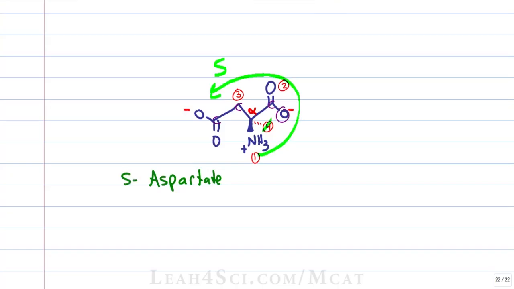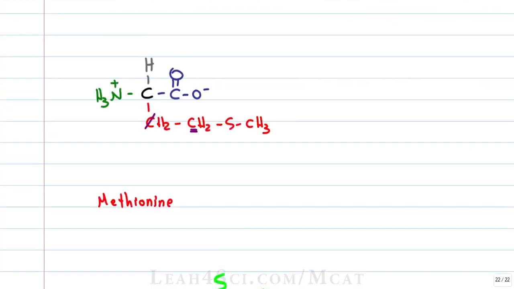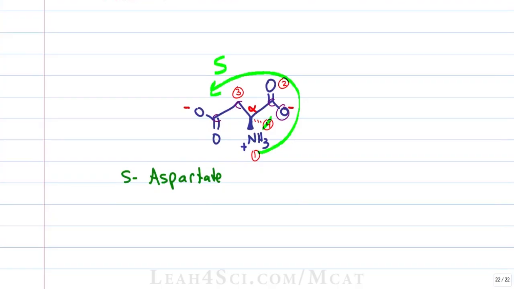S-aspartate. Does that mean it's going to be an L or D amino acid? Let's go back to the trick. L amino acids are S unless they are cysteine. We're just reading this backwards. So if we have an S-aspartate, we instantly know that it's an L amino acid, and we draw it accordingly. The amine group on the L gets drawn to the left, the hydrogen is to the right, carbonyl at the top, and the side chain, which is CH2 and another carboxylate, goes on the bottom.